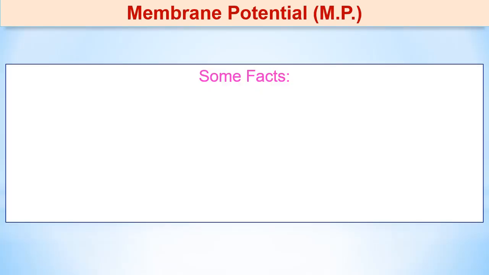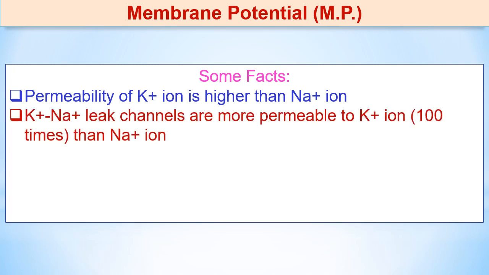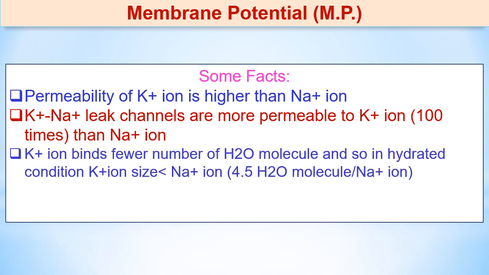So here are some facts regarding the permeability of potassium and sodium ion across the membrane. The permeability of potassium ion is higher than the sodium ion. Sodium potassium leak channels are more permeable to potassium ion, almost 100 times more than the sodium ions. The reason for that is that the potassium ion binds fewer water molecules, and so in hydrated condition the size of potassium ion is smaller than the sodium ion. Sodium ion can bind 4.5 water molecules.